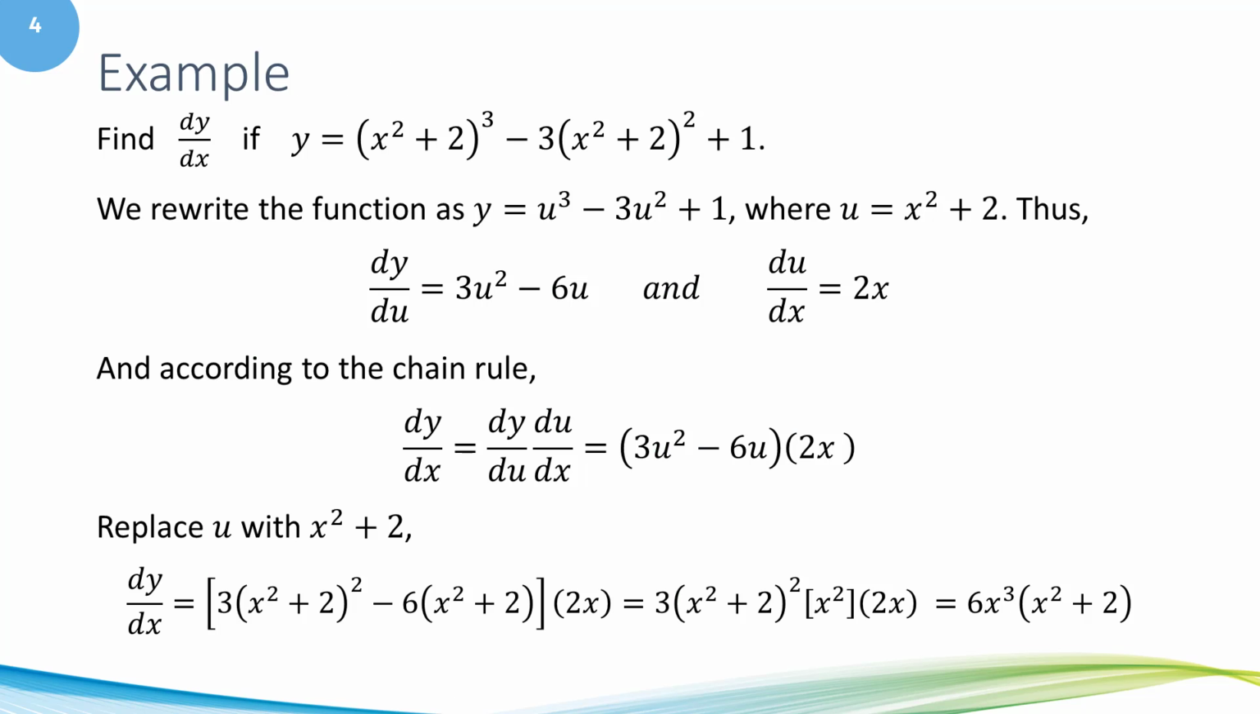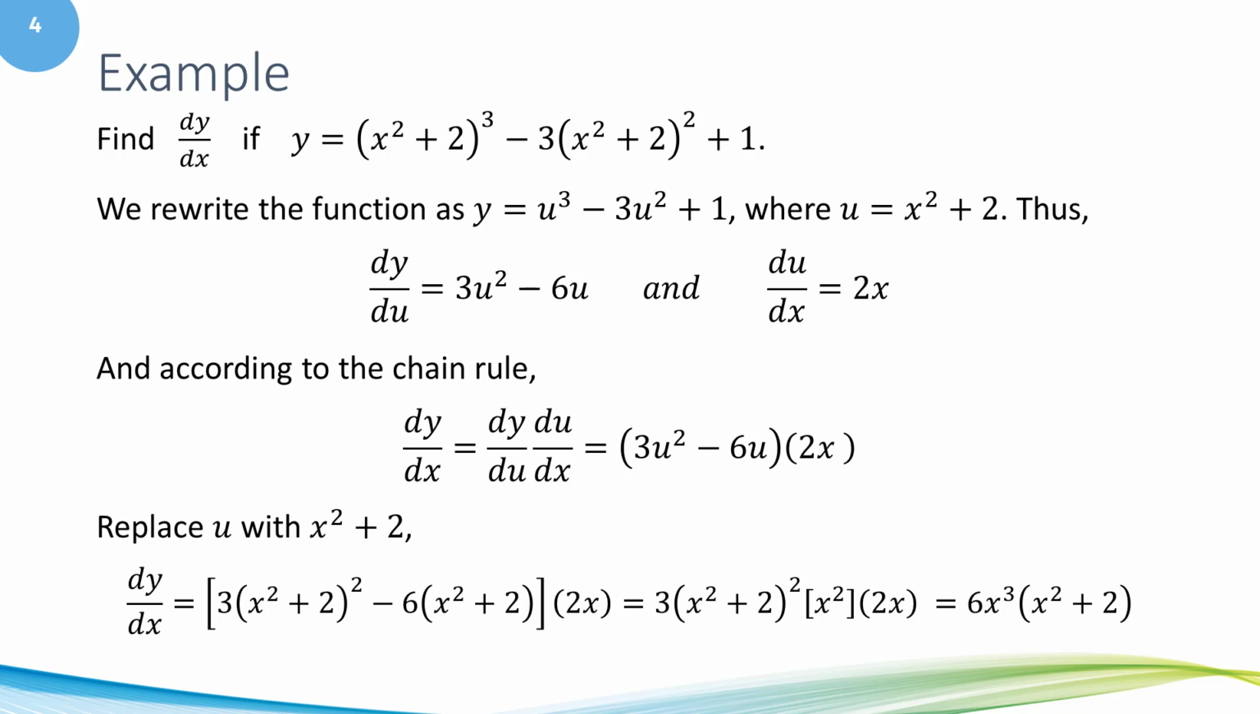Let's go to the example. So we have y as the function like that one. It is a bit complicated, but if we rewrite the function as y equals u cubed minus 3u squared plus 1, where u is x squared plus 2, we will have a simpler function. Thus, dy/du is 3u squared minus 6u and du/dx is 2x.